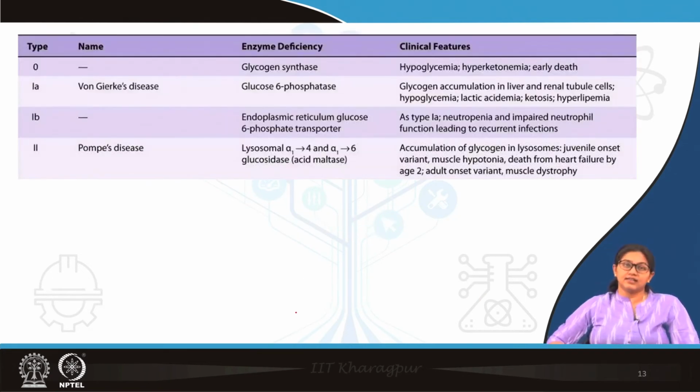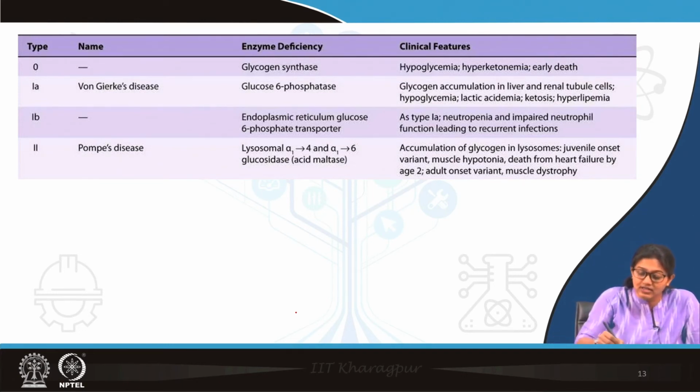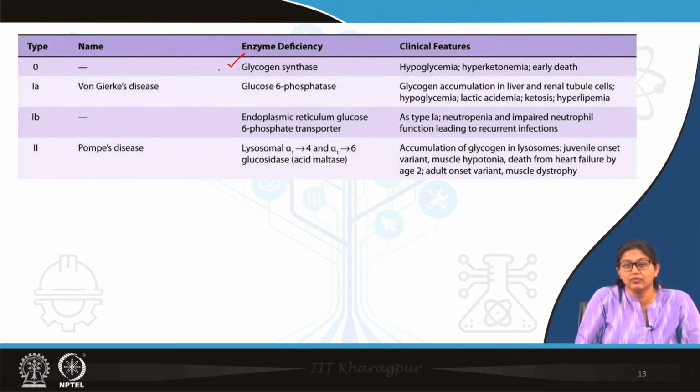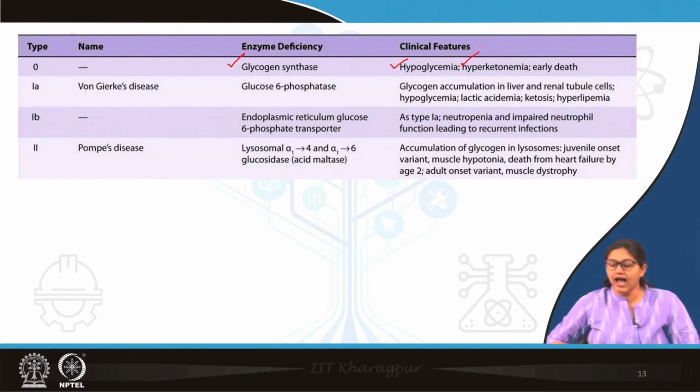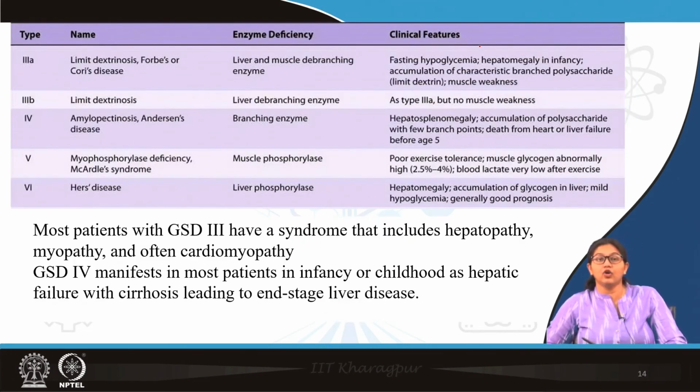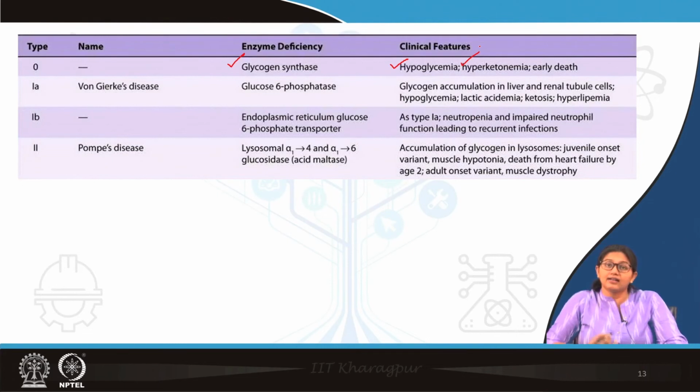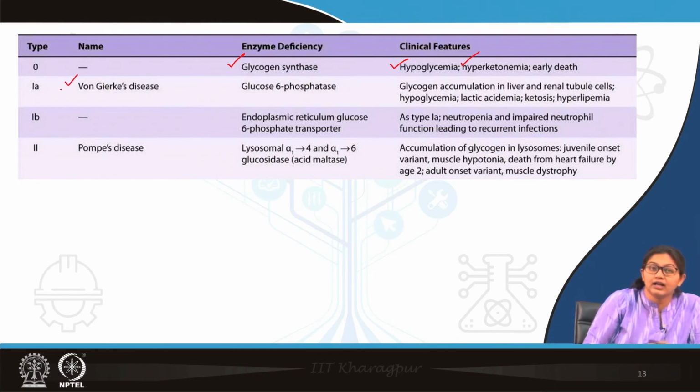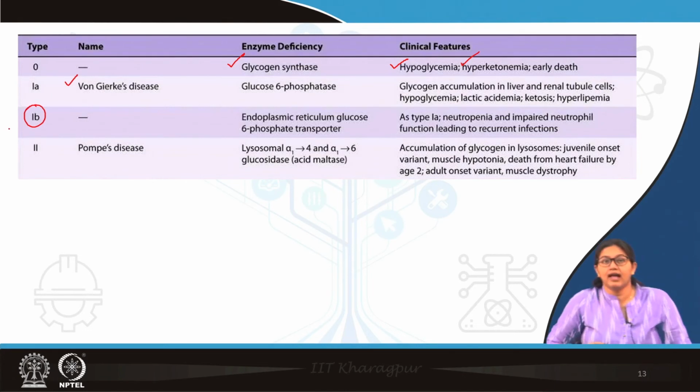So, basically these are the different types of glycogen storage disease. Now, type 0 is one very fatal one where glycogen synthase, the main synthesizing enzyme of glycogen, is deficient, and there is definitely hypoglycemia and hyperketonemia, which finally causes early death in the patient. Then we have discussed von Gierke's disease, type 1A, then type 1B also, and their different manifestations.